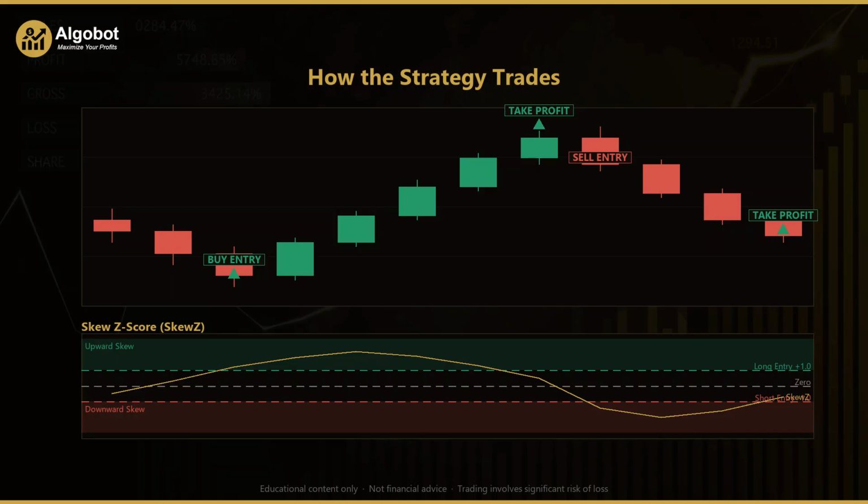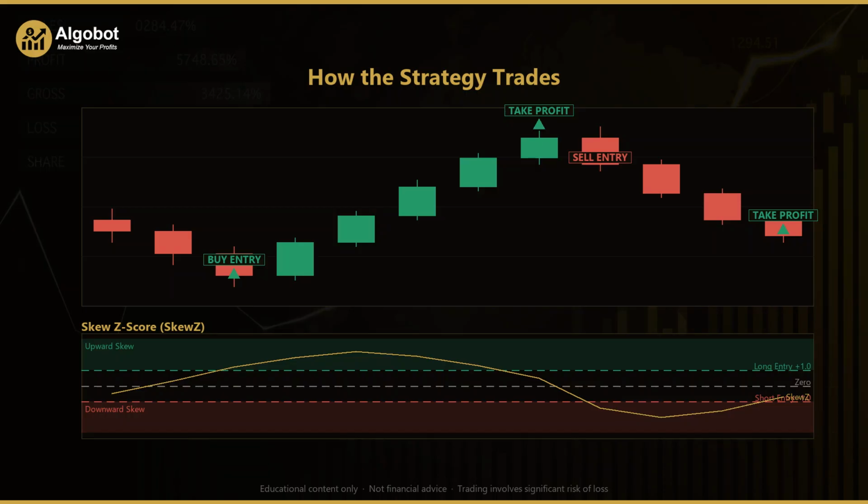And of course, the strategy has a second way out that isn't shown activating here. If the SkewZ score had rotated back through the zero line before the target was reached, turning negative while long or positive while short, the Expert Advisor would have closed the position early, because the asymmetry that justified the trade would have neutralized. In this illustration, the average true range target was reached first, so that dynamic exit simply stood by.